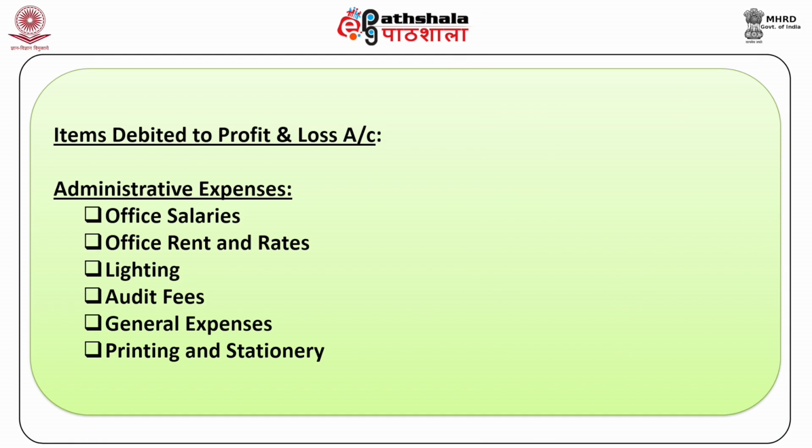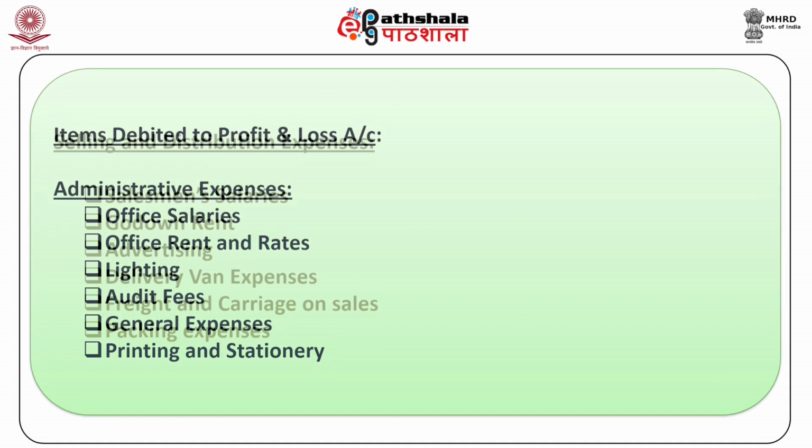Items debited to profit and loss account. 1. Administrative expenses. A. Office salaries. B. Office rent and rates. C. Lighting. D. Audit fees. E. Journal expenses. F. Printing and stationery.